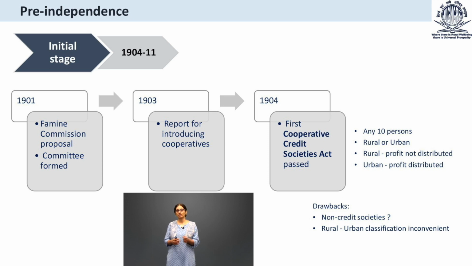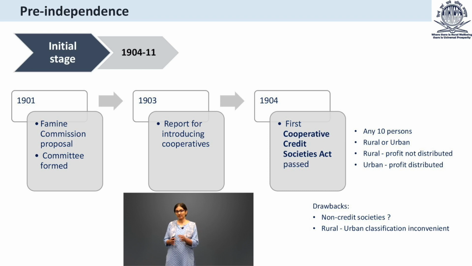The committee reported in 1903 in favor of having cooperatives, and it was subsequently, as a result of this report, that the first Cooperative Credit Societies Act was passed in 1904 by the then British government. What were the salient features of the Act? What did the Act contain?